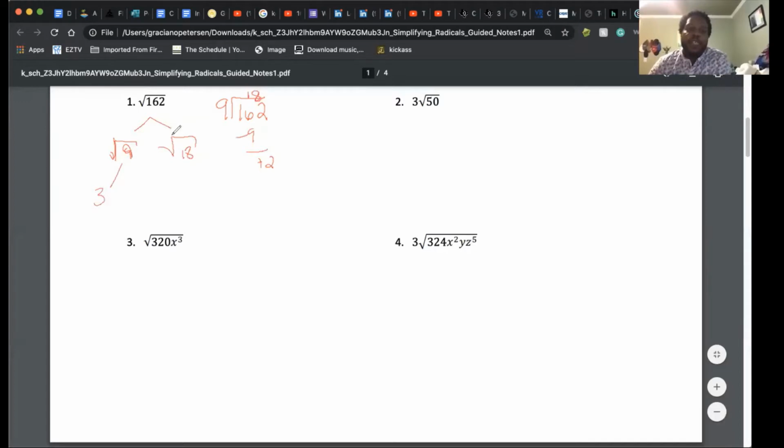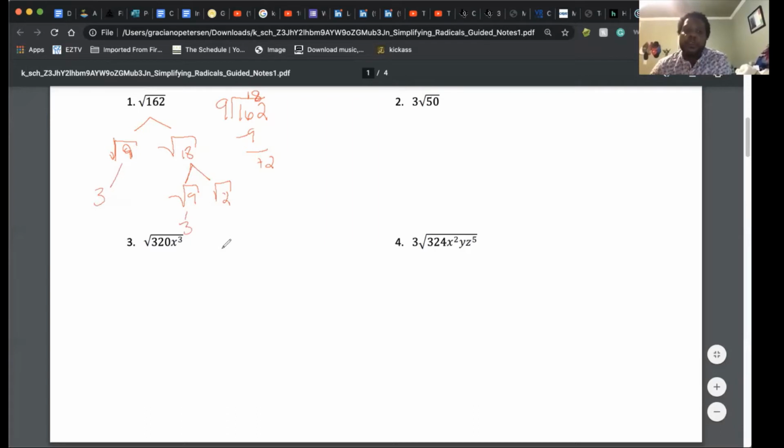The square root of 18 is not an even number, but I can break 18 down. What are the factors of 18? I could do a whole factor tree for 18, or I can think about, is there a perfect square that goes evenly into 18? Well, there is, 9. So I'm going to use 9 again. So I have the square root of 9 times the square root of 2. Again, what's the square root of 9? It is 3.